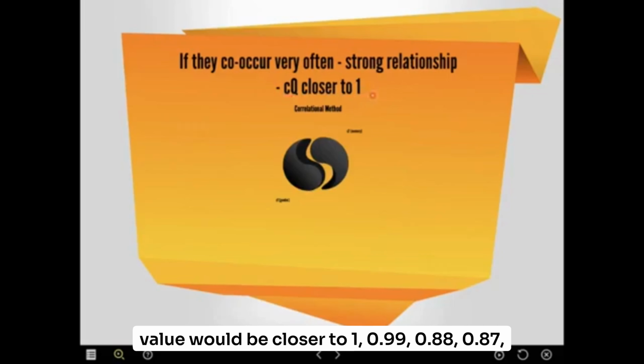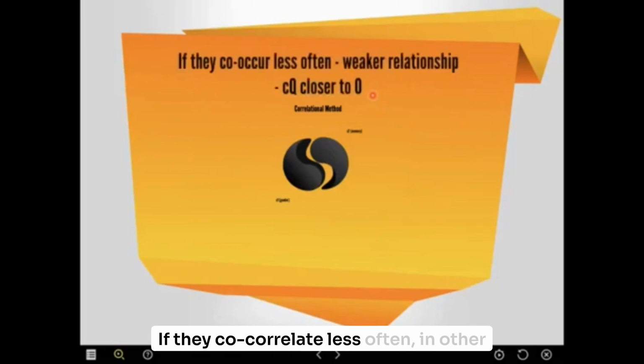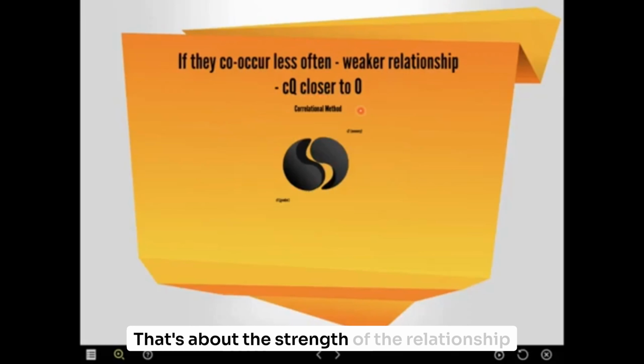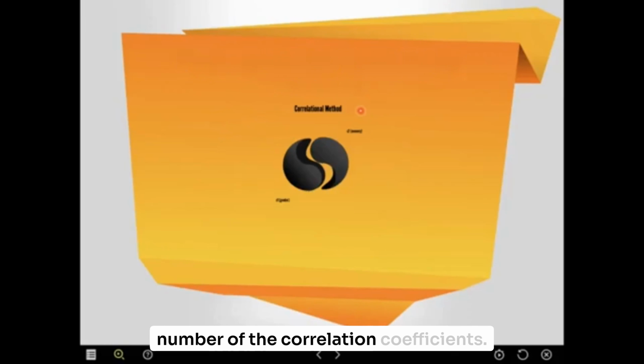0.99, 0.88, 0.87, 0.9. If they co-occur less often, in other words, they have a weaker relationship, the two variables of interest have a weaker relationship. In that case, the correlation coefficient value would be closer to 0. So it would be like 0.1 or 0.01 or 0.2. So the closer the correlation coefficient value is to 0, the weaker the relationship is. The closer the value is towards 1, the stronger the relationship between the two variables of interest. That's about the strength of the relationship that you can interpret based on the actual number of the correlation coefficient.